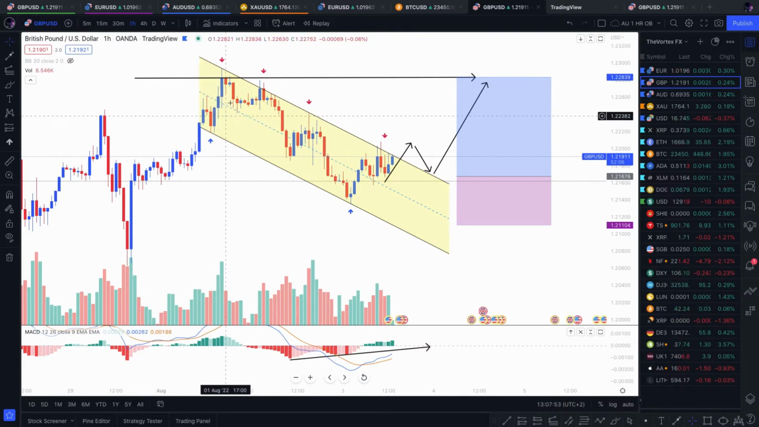Step number 2, we always like to see that price respects in some way, shape, or form the middle line of the channel and treats it in some way, shape, or form as support and resistance. And we can see that clearly. Check this wick right here when we started. It was resistance. Flip to support as we move down.